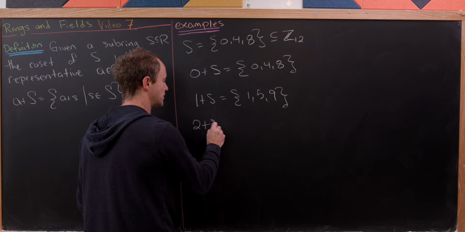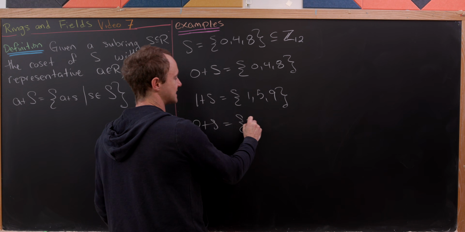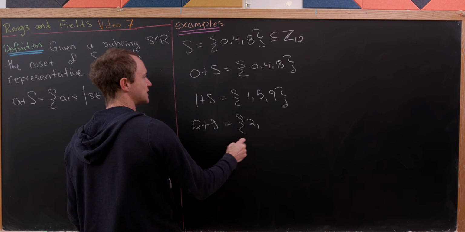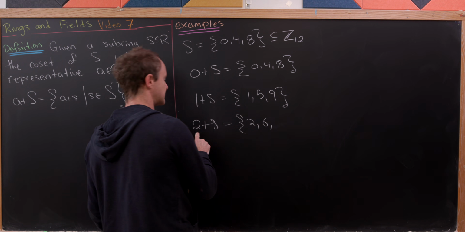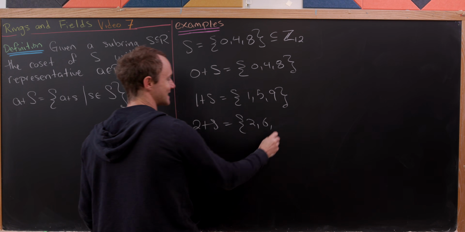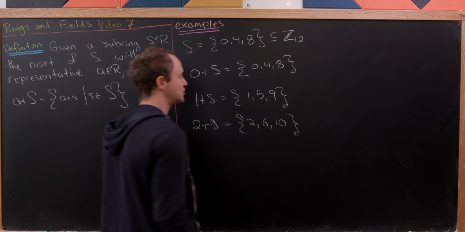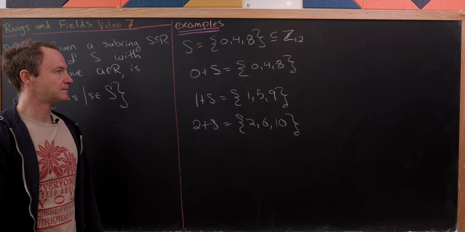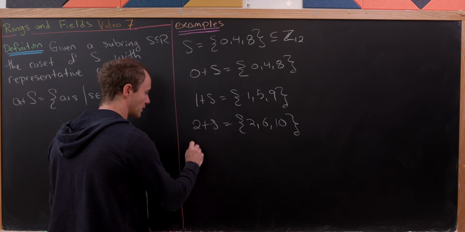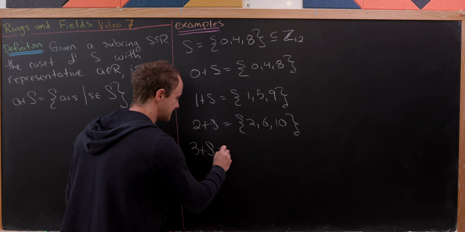We have 2 plus S, so let's see, that's going to give us 2, 2 plus 4 is 6, and then 2 plus 8 is 10. So we get {2, 6, 10}. Okay, let's look at another one. So 3 plus S.